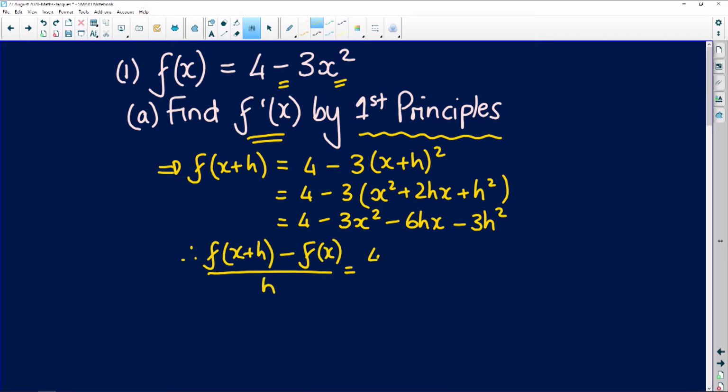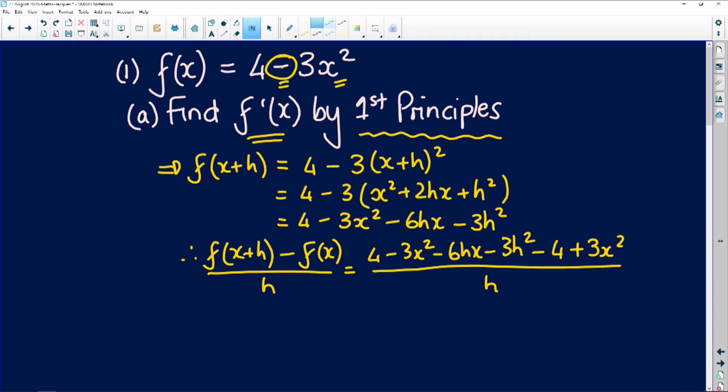So this will be 4 minus 3x squared minus 6hx minus 3h squared. Now be careful over here. It's minus (4 minus 3x squared), so that negative here at the top is going to become plus 3x squared when I subtract them. All of that's divided by h. Now this is the step where you check yourself. Everything that's left after this step must have an h in it, else you made a sign mistake. Please remember that.